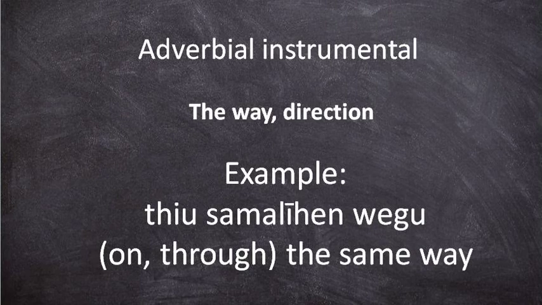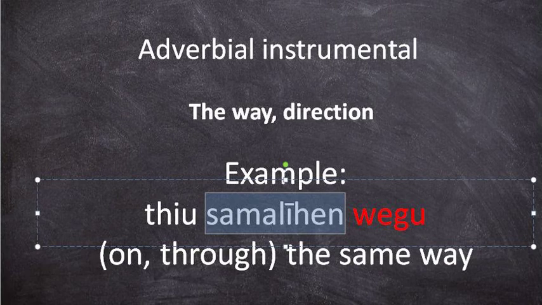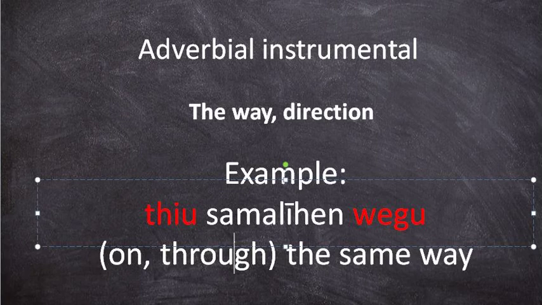So what is in the instrumental? Wegu is in the instrumental. This is in the singular dative masculine, and this is in the instrumental. So it's like saying, on the same way, through the same way. Because again, the instrumental is how something is done: the means, the material, the manner, and the instrument. So that's something to bear in mind.